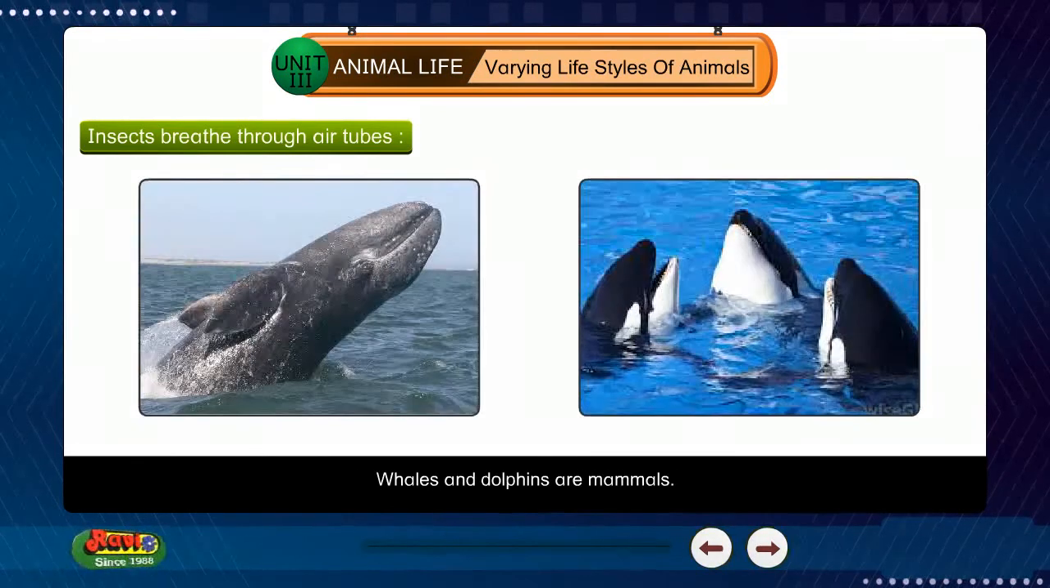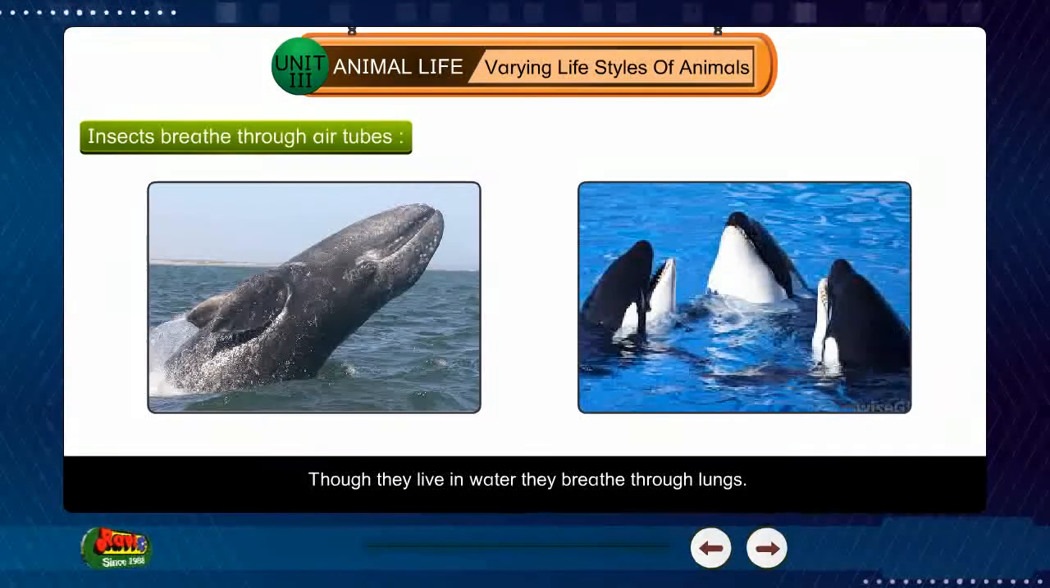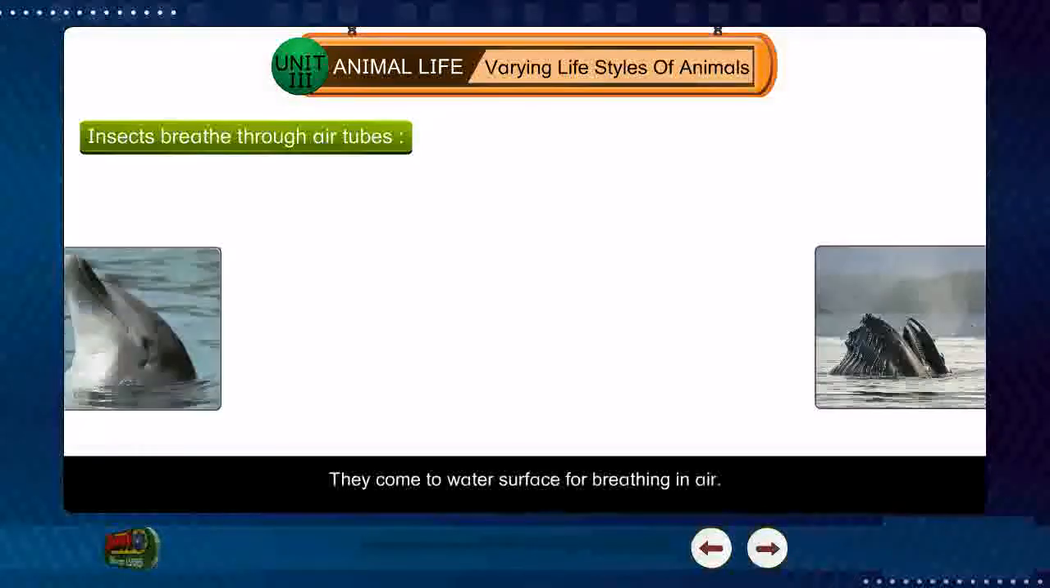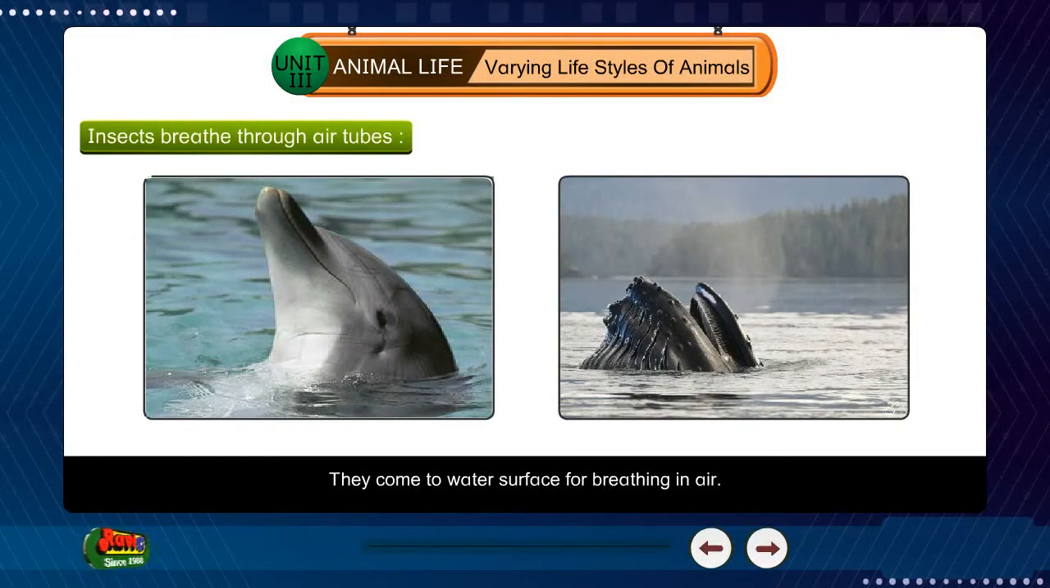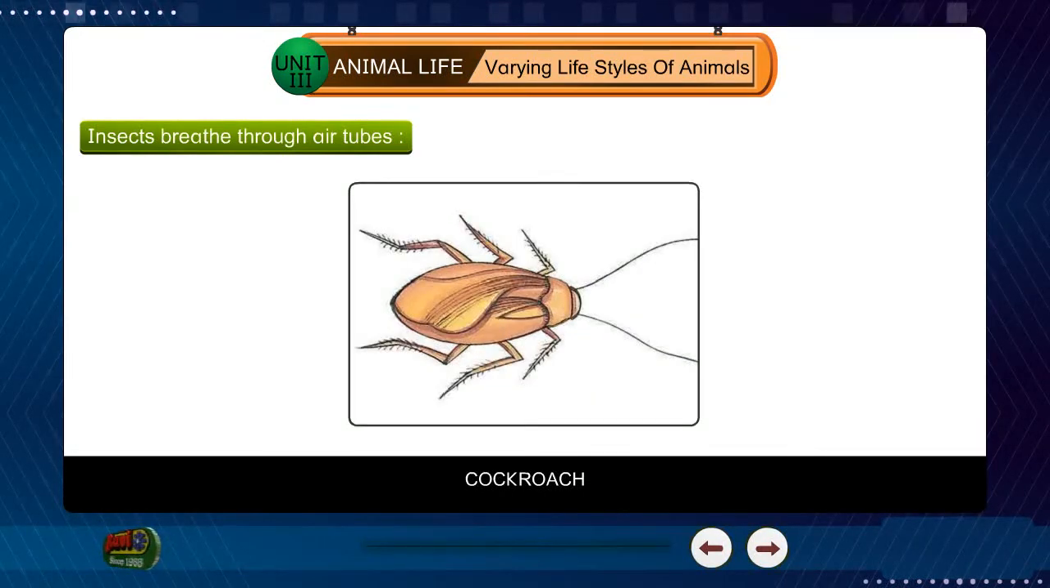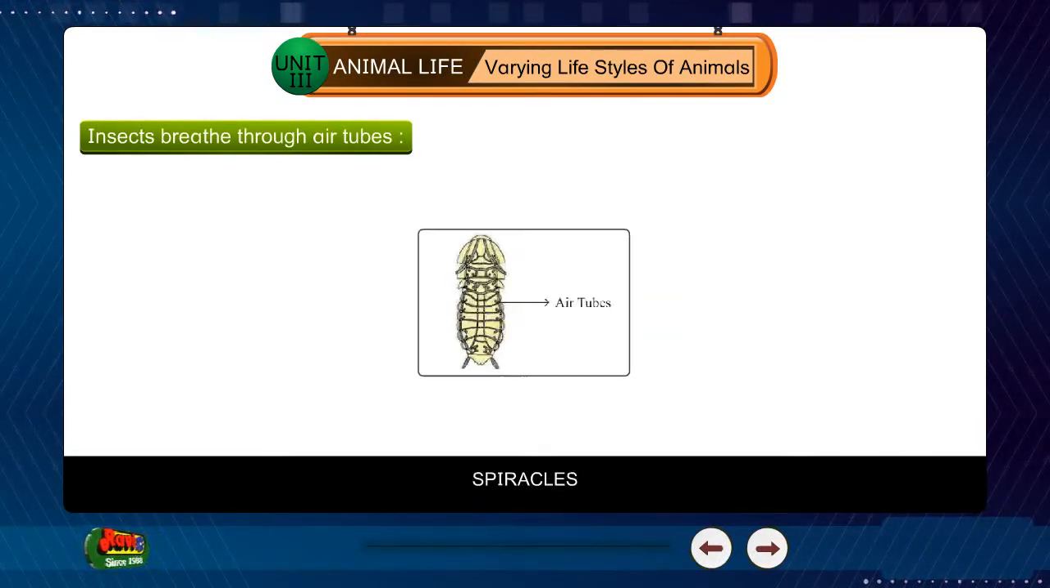Whales and dolphins are mammals. Though they live in water, they breathe through lungs. They come to the water surface for breathing in air. Cockroach, spiracles.